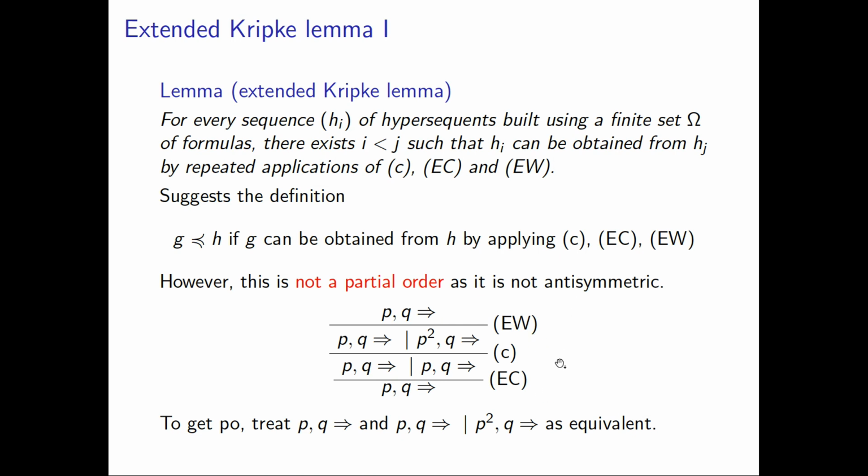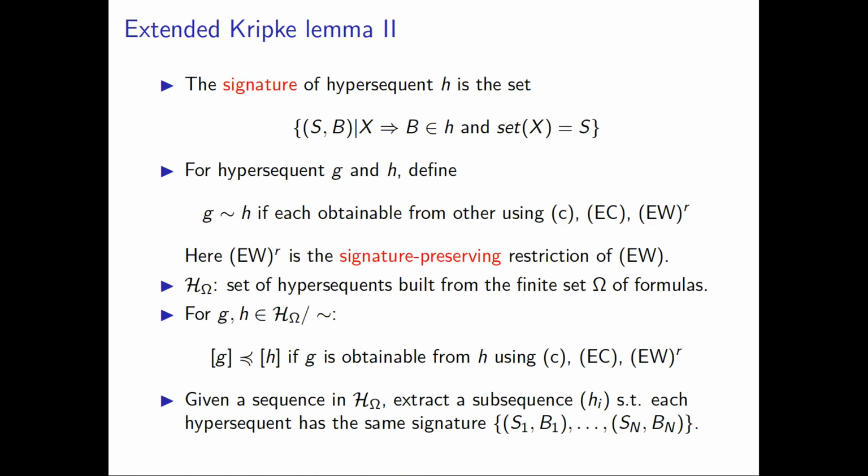You can see this in this extract here, where P, Q, as well as this more complex hypersequent can each be obtained from the other using these rules. To get the partial order, we want to treat such hypersequents as equivalent. This also leads on to the definition of the signature of a hypersequent, which means that for each component in the hypersequent, you look at the formulas that occur on the left, and you look at the formula on the right, and you collect them across all the components, and you obtain, for every hypersequent, its signature.